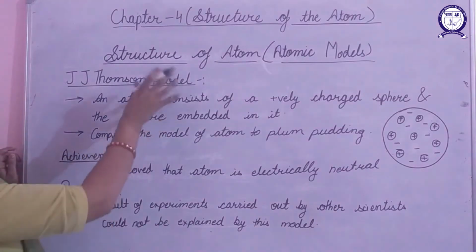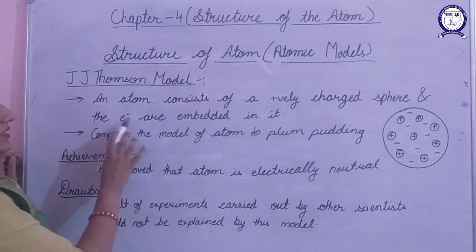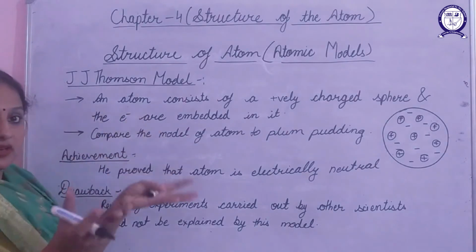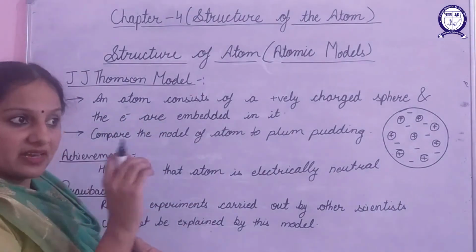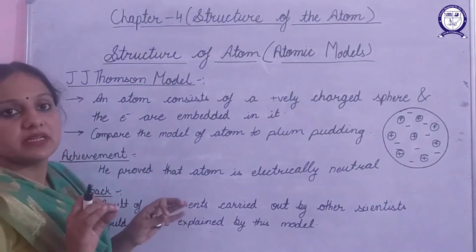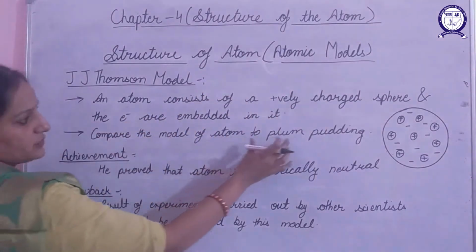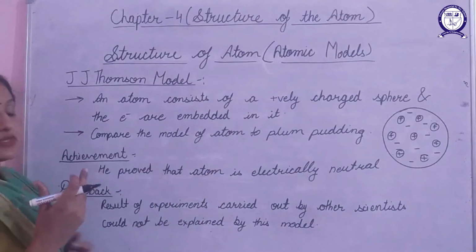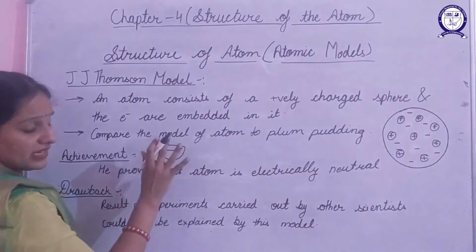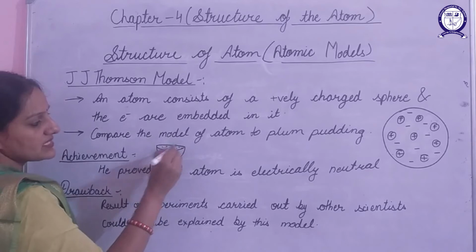In this model, J.J. Thomson explained that an atom consists of a positively charged sphere, and the electrons are embedded in it. At some specific points in the positively charged sphere, negatively charged particles were embedded. He compared this atomic model to a plum pudding or Christmas pudding. We can also compare it to a watermelon. In a watermelon, the red edible part is everywhere, and in between some seeds are embedded.